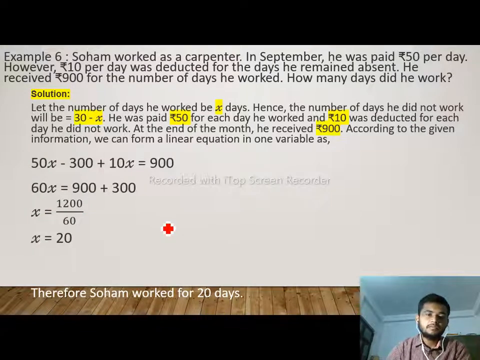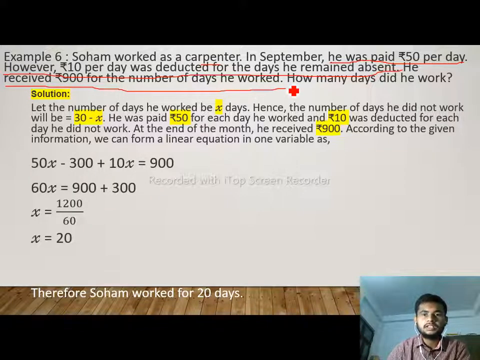Now let's see one more application based example. Soham worked as a carpenter. In the month of September, he was paid rupees 50 per day. However, 10 rupees per day was deducted for the days he remained absent. He received 900 rupees for the number of days he worked. How many days did he work?